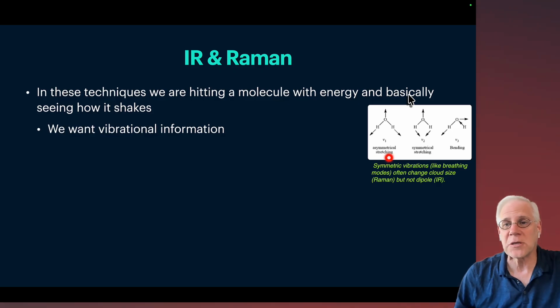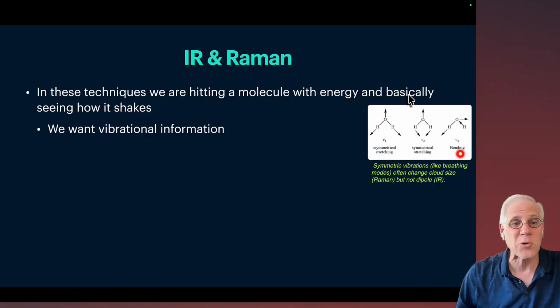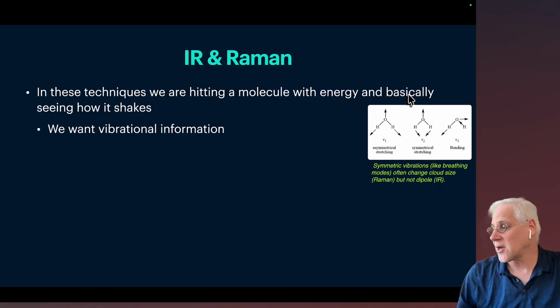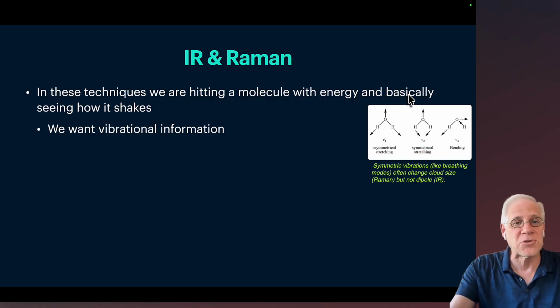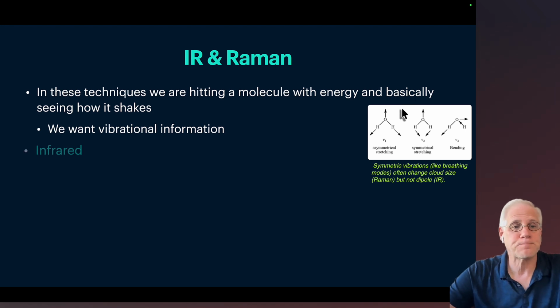We have different types of vibrations. We have stretching and we have bending. And that's really the only types of vibrations you can have, a bending or a stretching. We have different types of bending and different types of stretching, but they're all bending and stretching nonetheless. Sometimes we have things that are asymmetrical, and sometimes we have things that are symmetrical. And those lead to different features in our spectra.